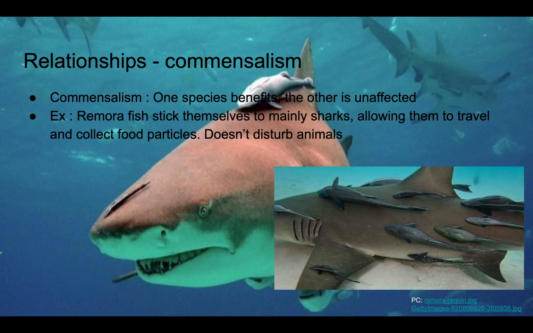Commensalism. Commensalism is where one species benefits and the other is unaffected. An example is the remora fish, which stick themselves to larger marine animals like sharks and allows them to travel and collect food particles, and it doesn't disturb the other animal.